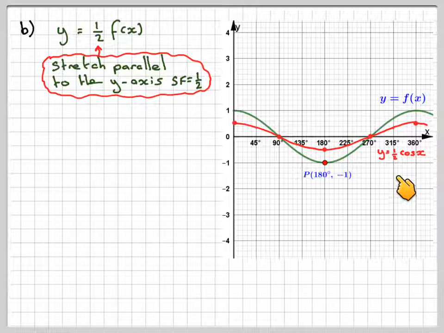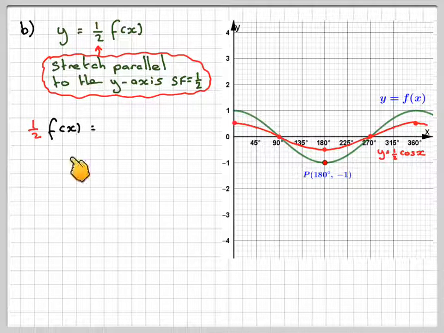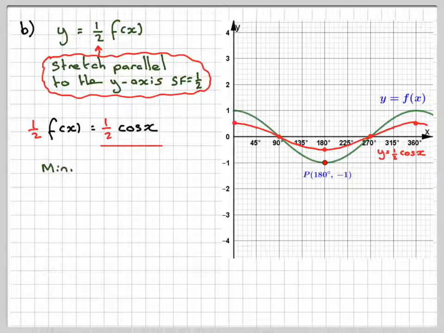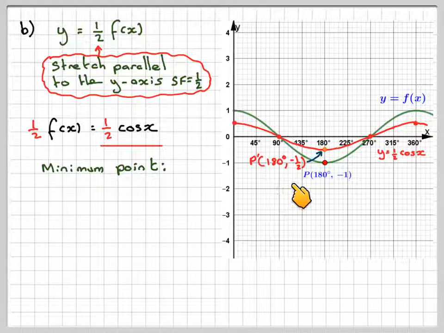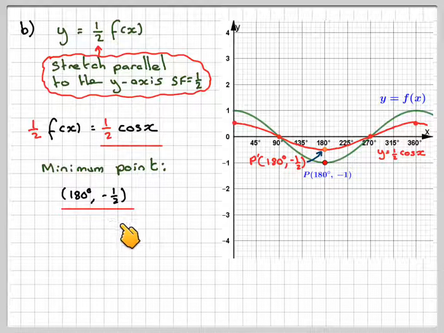This will be y equals a half cos x, or y equals a half f(x). So half f(x) will give me a half cos x, and the minimum point will be this point here, which has coordinates 180 degrees but minus a half. So it's going to be (180 degrees, minus a half).